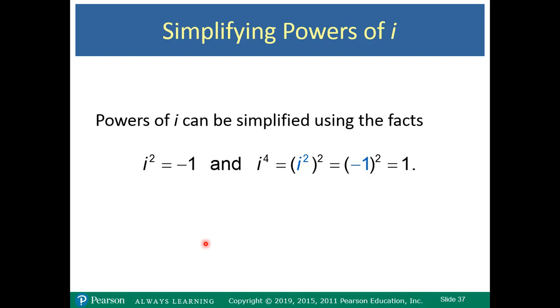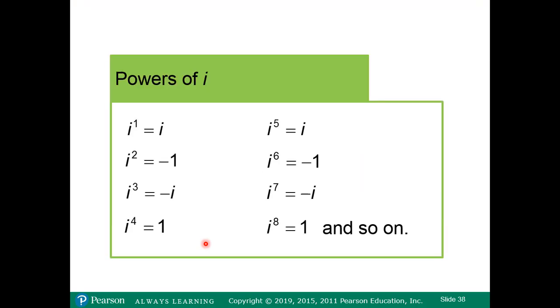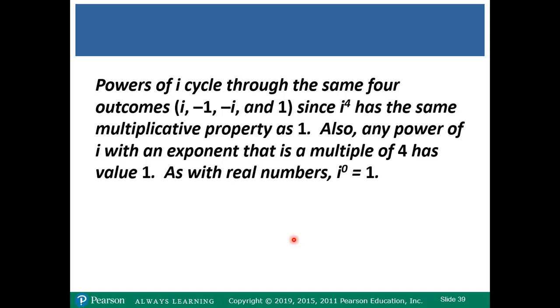Either i, -1, -i, or 1. And so here it is: i, -1, -i, 1. i, -1, -i, 1. See how it's patterned? Every 4, it starts to repeat: 1, 2, 3, 4, 1, 2, 3, 4. And it keeps going. So this is going to be very powerful in helping you. i to the 0 obviously is 1, because any number raised to the 0 power is, by definition, 1.